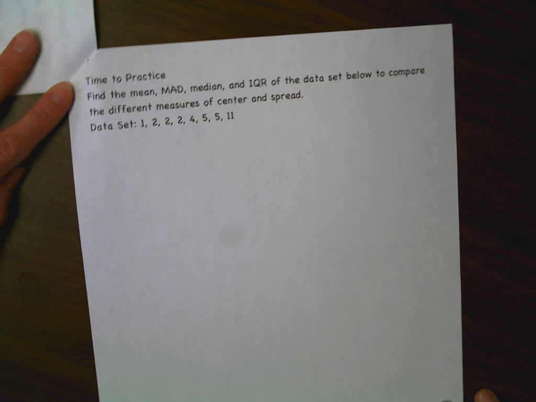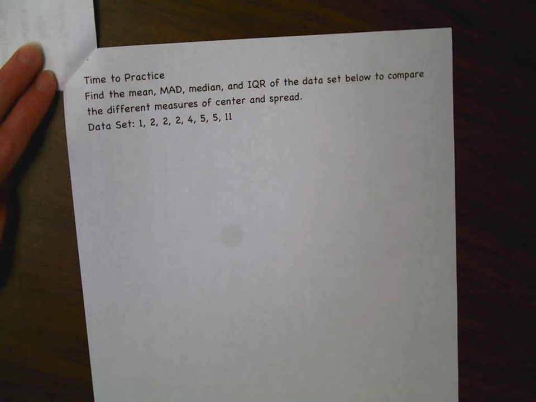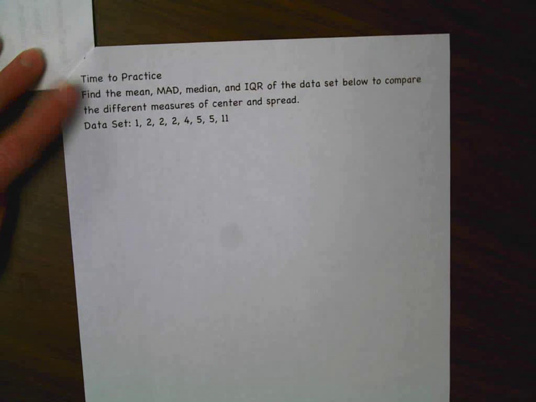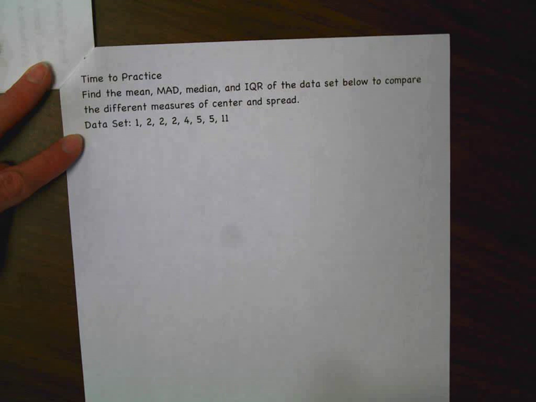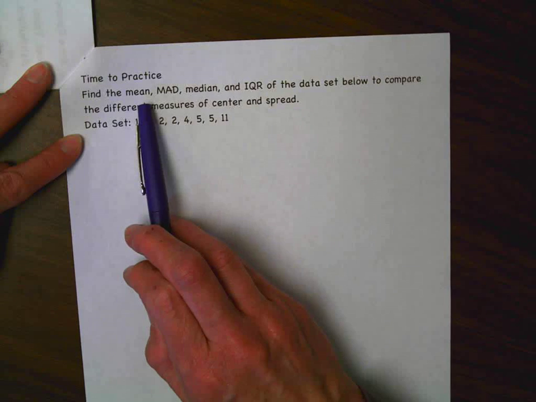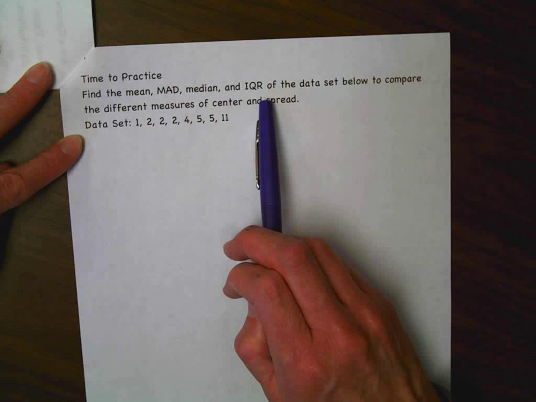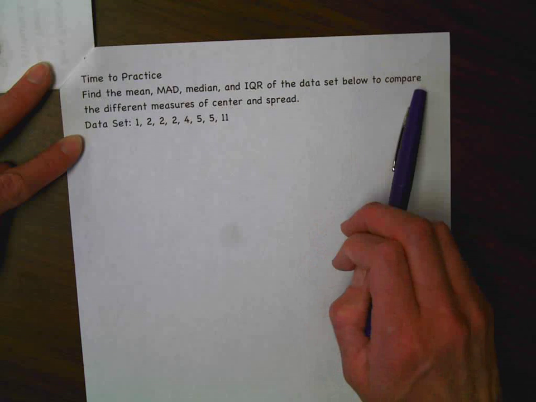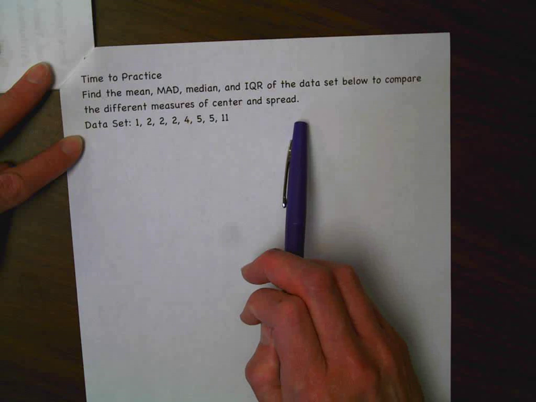All right, so here, I'm not going to help you at all. I'm going to have you do this. So your notes were almost non-existent today, but I'm challenging you to do this problem with this data set. Okay, so time to practice. Here's your job for today's lesson. Find the mean, the MAD, the median, and the interquartile range for the data set below to compare the different measures of center and spread.